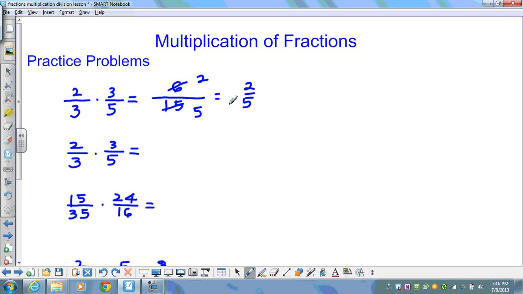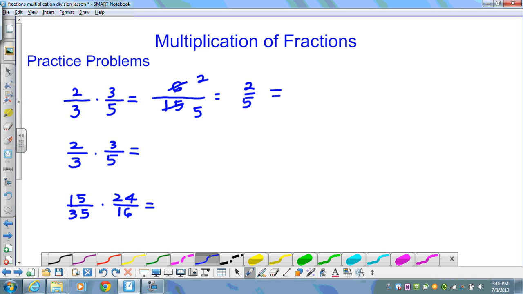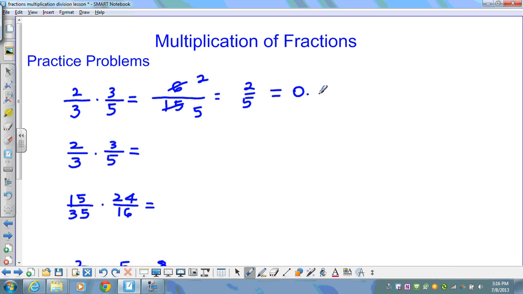Of course, you could also leave it in decimal form as 0.4. Or maybe, a bit more accurately, I should write it 0.4 to be less confusing. Now, could we have done it a bit differently, perhaps saving some time without having to multiply things together? Well, we can reduce the fractions before we multiply.